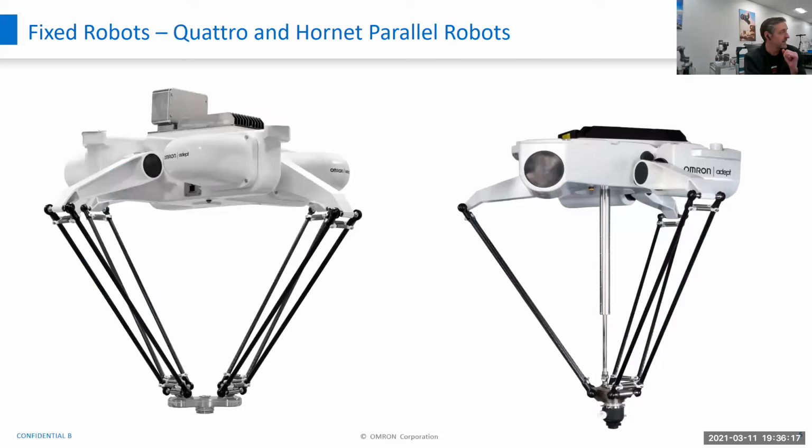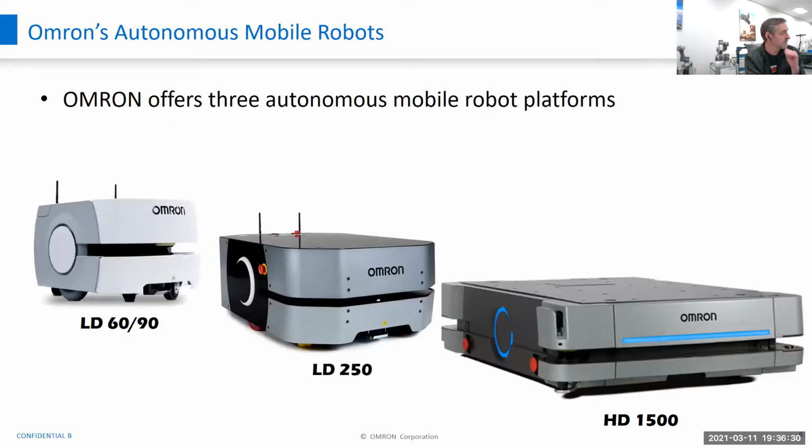Some of our fixed robots are the Quattro and Hornet. The Quattro on the left here is actually one of the world's fastest robots currently. And it's used in many pick and place packaging applications. We've also got some mobile robots from a 60 kilogram all the way up to a 1,500 kilogram payload robot. So this HD 1500 can actually carry around 1,500 kilograms of payload.